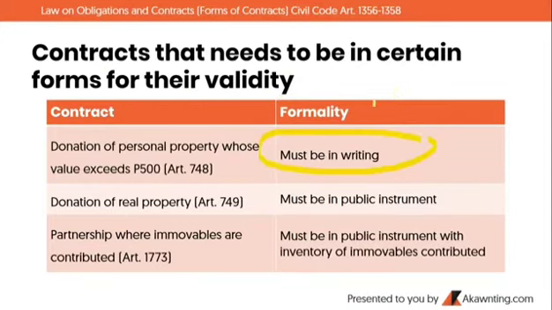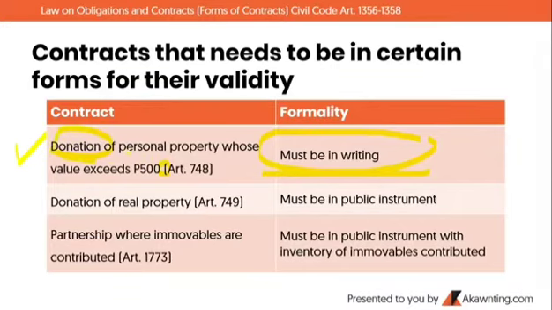Magiging void contract sila. So for example, number 1, donation of personal property whose value exceeds 500. Actually, this is 5,000, okay? So, mukhang na-typo na naman tayo. So, donation of personal property whose value exceeds 5,000, it must be in writing. Kasi kung hindi siya nasunod in writing, ano mangyayari? Yung donation na yan ay void.